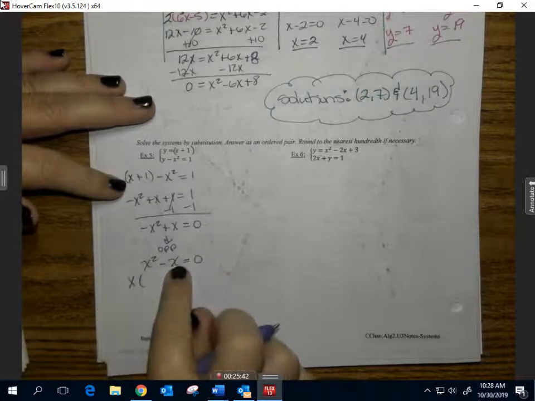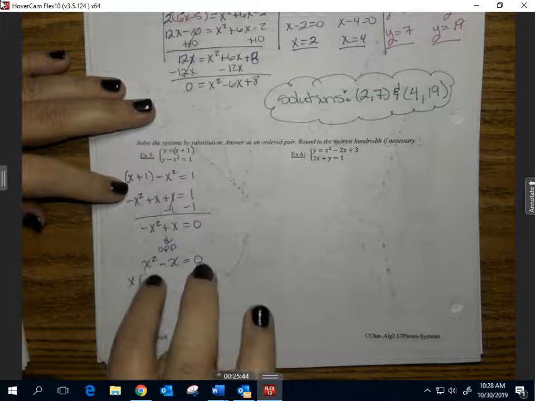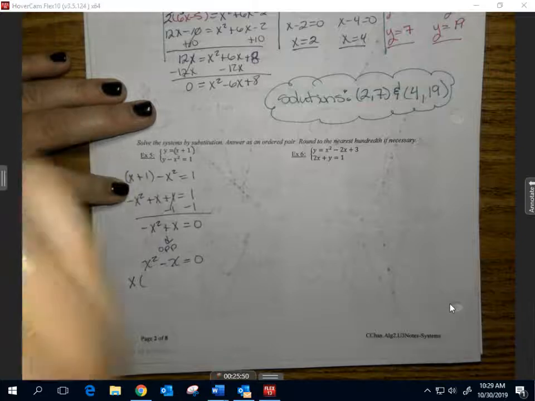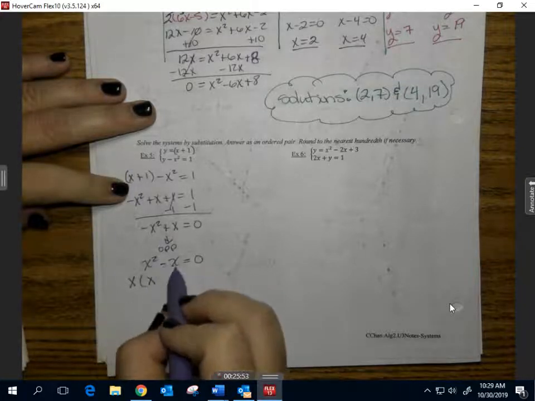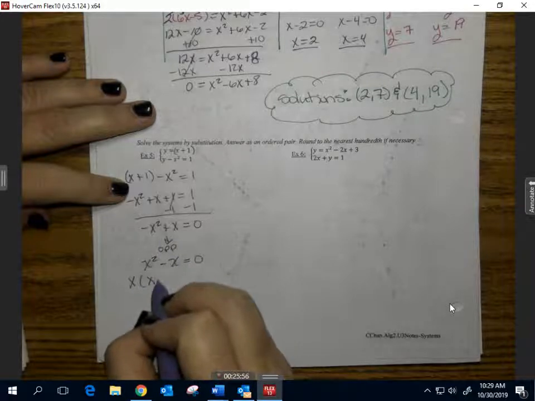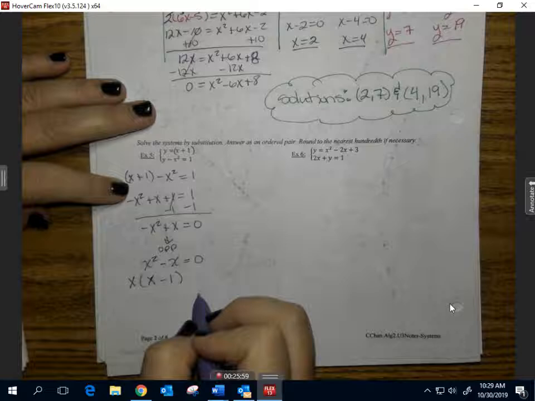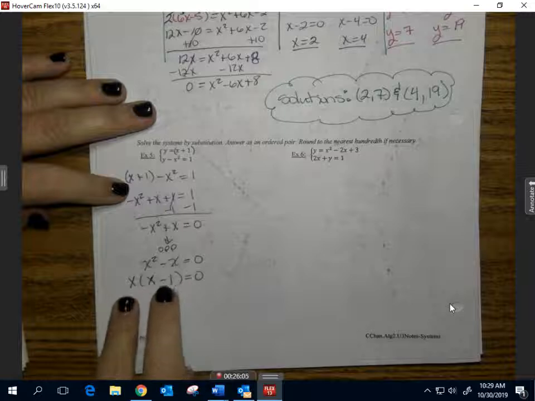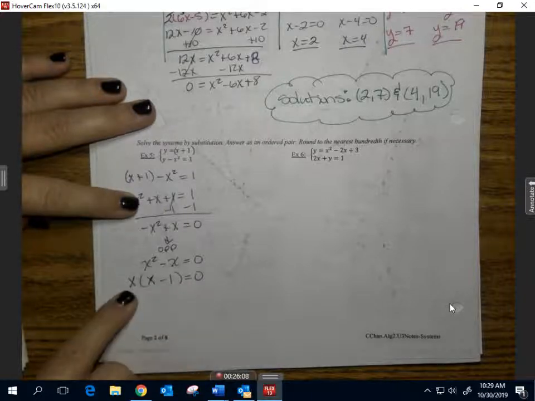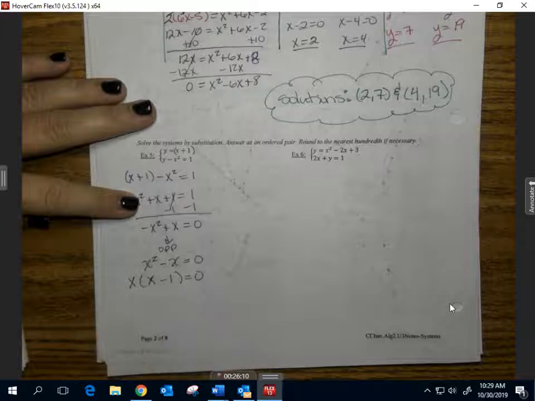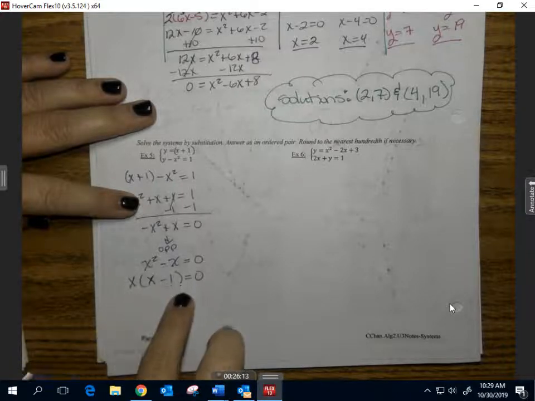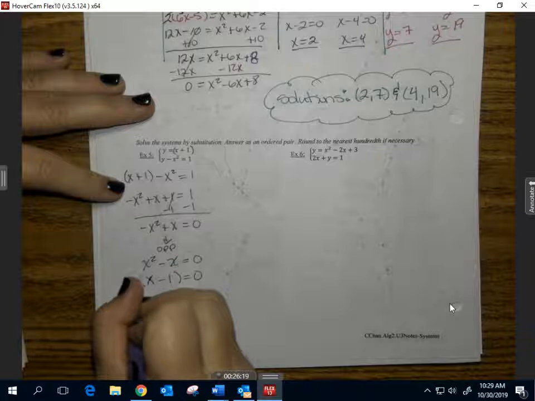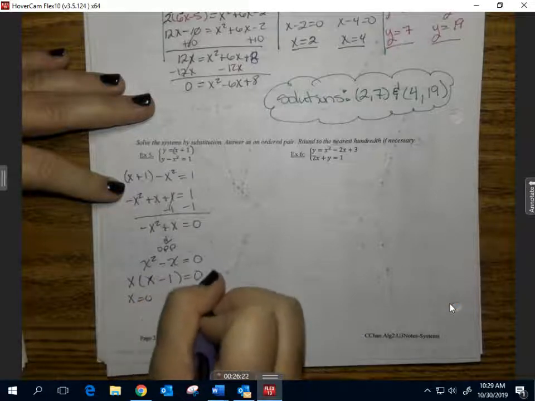And if I divide each term by x, what's left over? So x squared divided by x is x. And negative x divided by x? It's supposed to be negative x. Nope, it's 1. Anything divided by itself is 1. So now I have two factors. I have x and x minus 1. Isn't that what I'm multiplying together right here? x and x minus 1? So I'm going to set each of those equal to 0. So x equals 0 and x minus 1 equals 0.